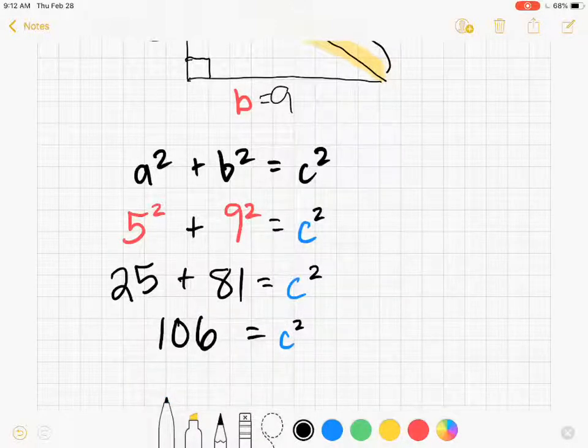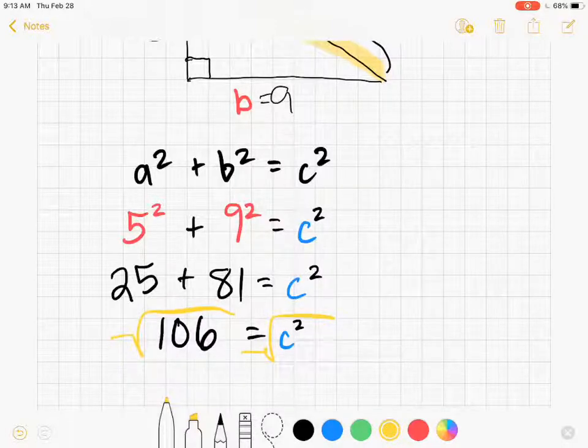So now we are not done. We know what c squared equals, but we don't yet know what c itself equals. So we have to take the square root of 106. I would recommend, if you're going to do that, you use a calculator.